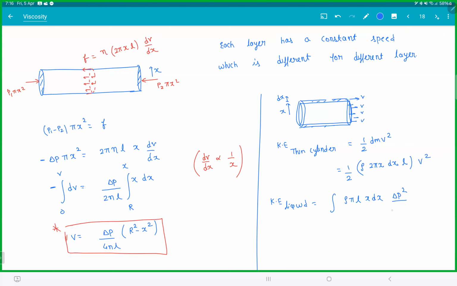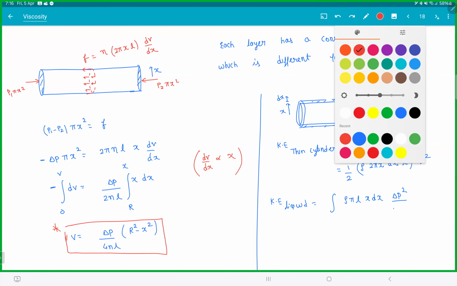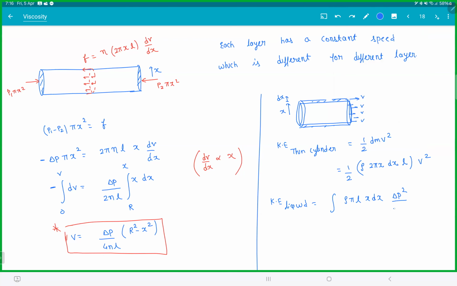So how is dv by dx proportional to 1 by x? Oh, sorry, proportional to x actually. This is an x square, no, four to cancel. Delta P square over 16 eta square L square. I will leave the working here. This will go from 0 to r. You can integrate this, it is just x power n integration. You'll get the answer. Check it out. So once you get the velocity, you'll get the kinetic energy.